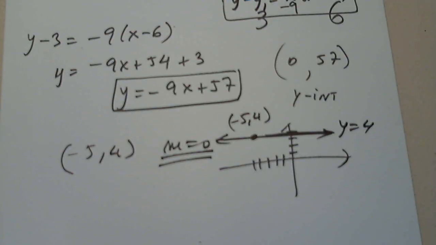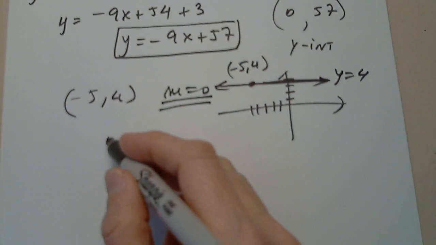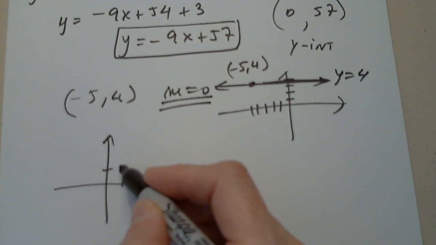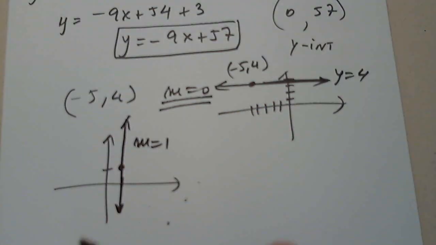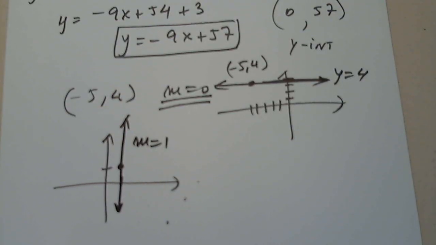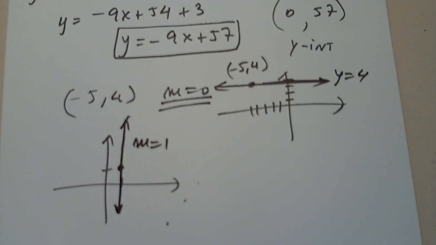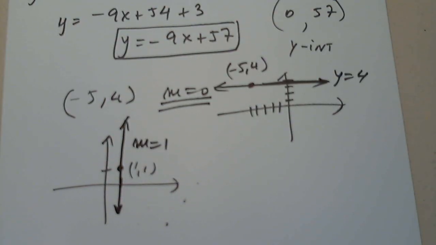Okay, so now we have the same thing, but we have a point that is 1, 1, and we want to determine the equation of a line that has an undefined slope and passes through 1, 1. So here, yes. So point 1, 1 is right here, and the slope undefined is m equals 1. It's a vertical line because it has a slope that is undefined, and indeed it passes through 1, 1. Good. Moving on.